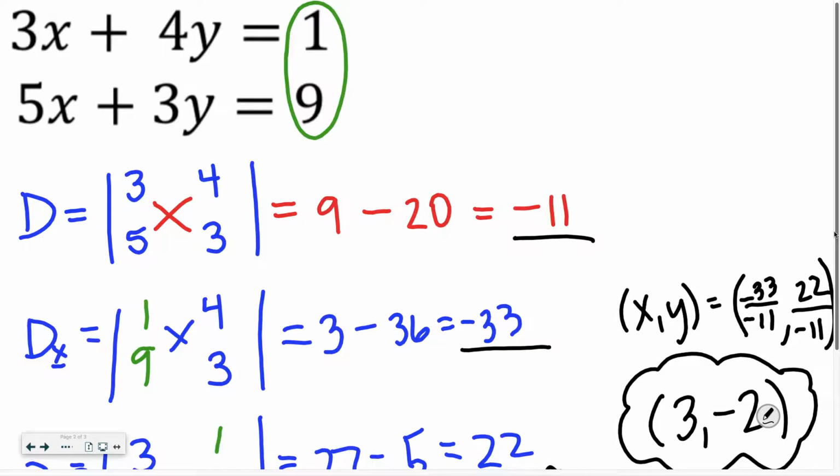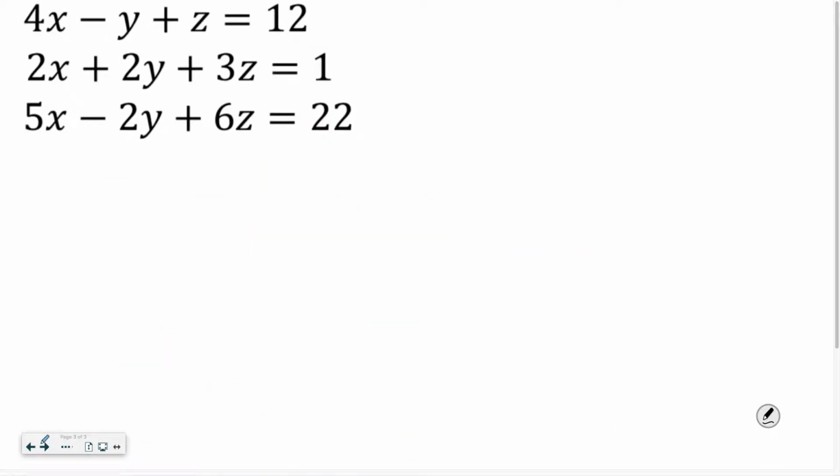All right, let's look at the 3 variable one. How many determinants are we going to need to find in order to solve a 3 variable system with Cramer's rule? 4. Okay. We need determinant D, and then we need D sub x, D sub y, and D sub z. So this is what I want you to do.